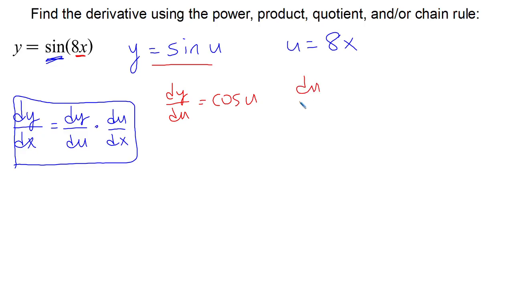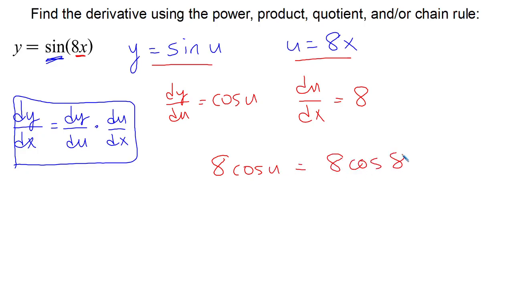And then we'll find du dx. Well, du dx is the derivative of u equals 8x, which is just 8. So if I multiply those two things together, I get 8 cosine u, which is equal to 8 cosine 8x. And you need to always remember that you need to put it back in terms of your original variable. So our final result here is 8 cosine 8x using the chain rule.